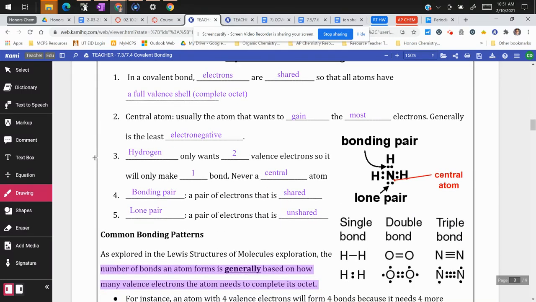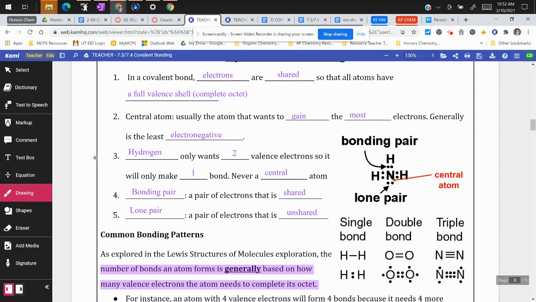All right, let's do a quick recap on some notes, and then in the next video we'll get into how to actually draw some of these Lewis structures. So in summary, in a covalent bond, electrons are shared so that all atoms have a full valence shell. Typically that means a complete octet or 8 electrons, but as we saw with hydrogen and helium, it's only 2 electrons because those two particular elements don't have a p orbital with which to hold more electrons. The central atom is the atom that tends to gain the most electrons. Generally, it's the least electronegative.